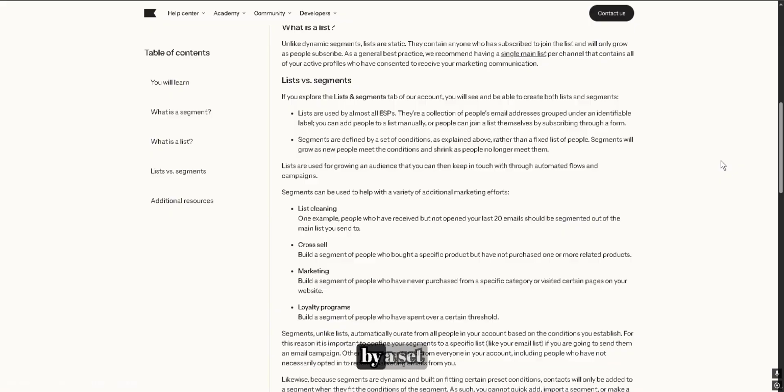Segments are defined by a set of conditions, as explained above, rather than a fixed list of people. Segments will grow as new people meet the conditions and shrink as people no longer meet them. Lists are used for growing an audience that you can keep in touch with through automated flows and campaigns. Segments can be used to help with a variety of additional marketing efforts.